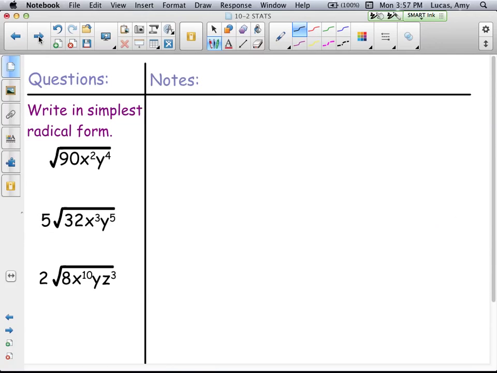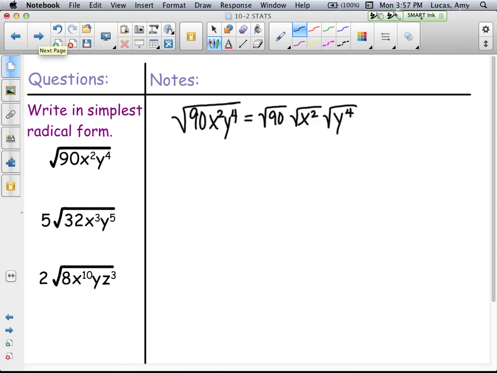All right, our last slide. Write in simplest radical form, and now we've got some variables here. So the square root of 90 x squared y to the 4th. Here's what I'm going to do. I am going to split it up. So the square root of 90. 90 is 9 times 10. So 3 times the square root of 10.